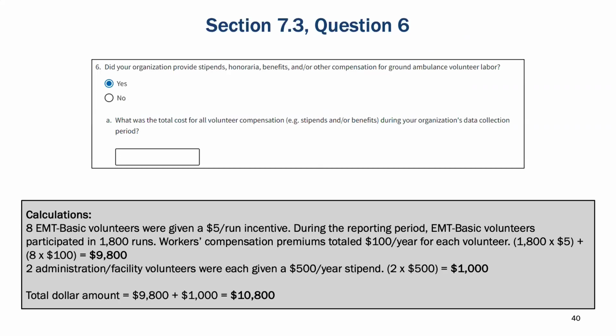Finally, the last slide shows Section 7.3, Question 6, which asks about stipends, honoraria, benefits, and other compensation for ground ambulance labor. This organization provides a $5 per run incentive to volunteers and pays $100 in workers' compensation premiums each year for each volunteer EMT. The 2 administrative volunteers receive a $500 a year stipend. You can see the calculations in the gray box. This organization would answer yes to question 6, and then input $10,800 for question 6A.